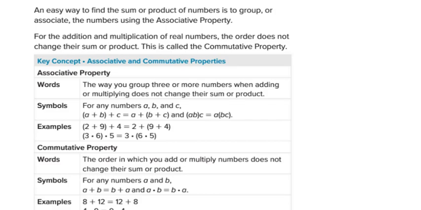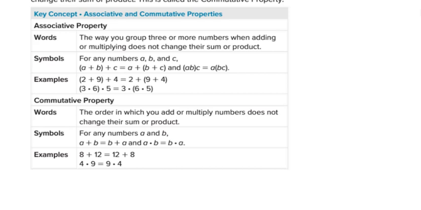The other type of properties we could have, which you guys have talked about in younger grades, are commutative and associative property. So an easy way to find the sum or product of numbers is to group or associate the numbers using the associative property. For addition and multiplication of real numbers, the order does not change their sum or product. This is called the commutative property.